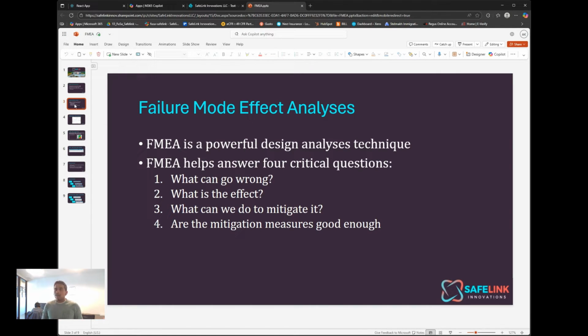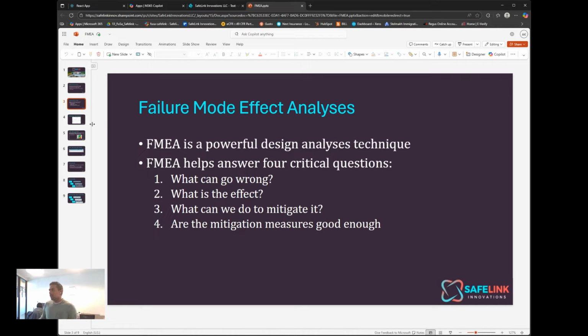Now, depending on whether this is high risk or low risk, we want to do something about it. We want to be able to mitigate it either by adding another mechanism that can detect it or another mechanism that can prevent it. And then finally, we want to evaluate the risk. Now that we've developed these mitigation measures, is this good enough?